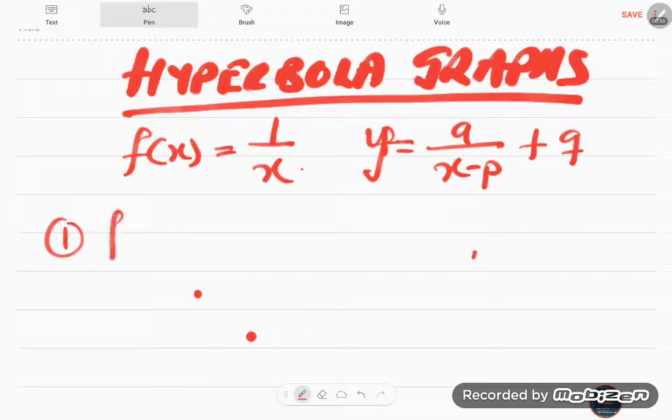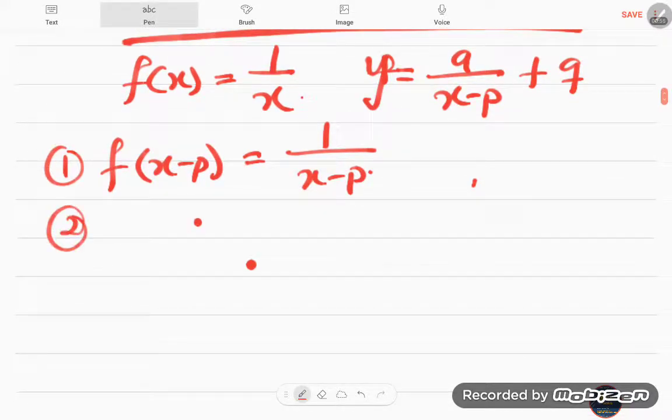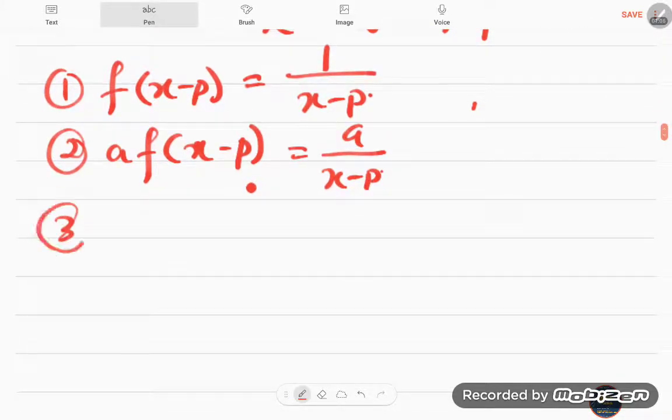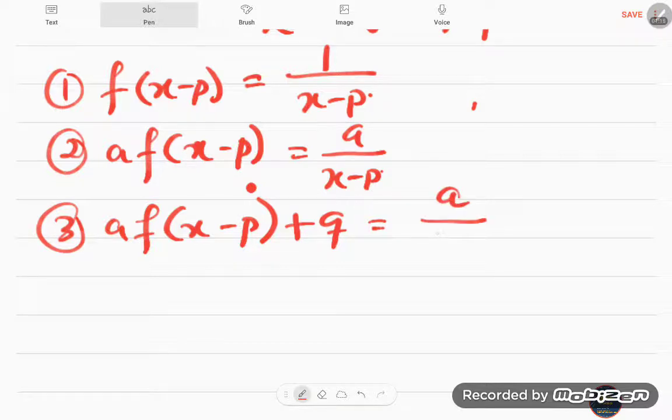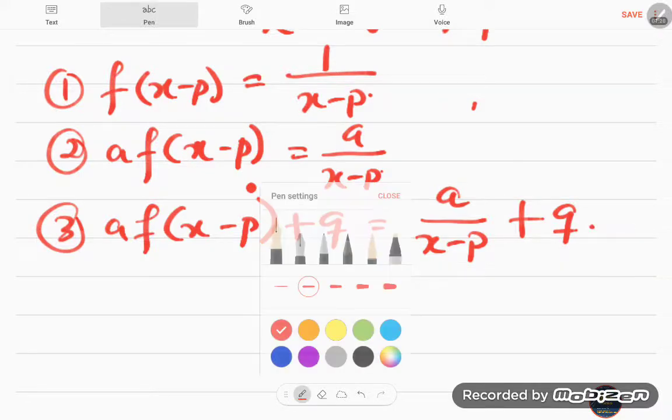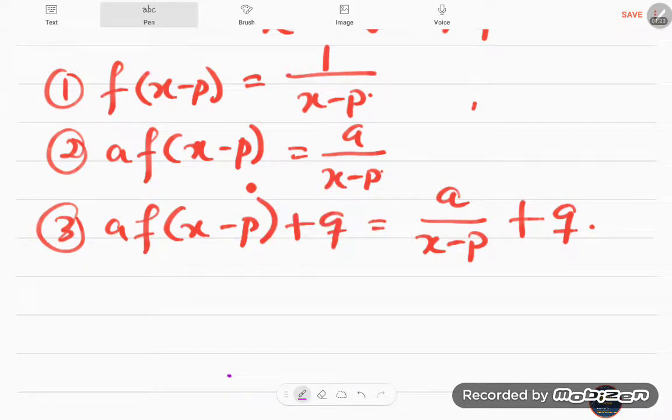So the first transformation here is going to be f of x minus p. This will allow us to get 1 over x minus p. Then the second transformation is going to be multiplying by a. So that's going to be a f of x minus p, which will allow us to then get a over x minus p. And then the last transformation is going to be adding a q outside, like that.